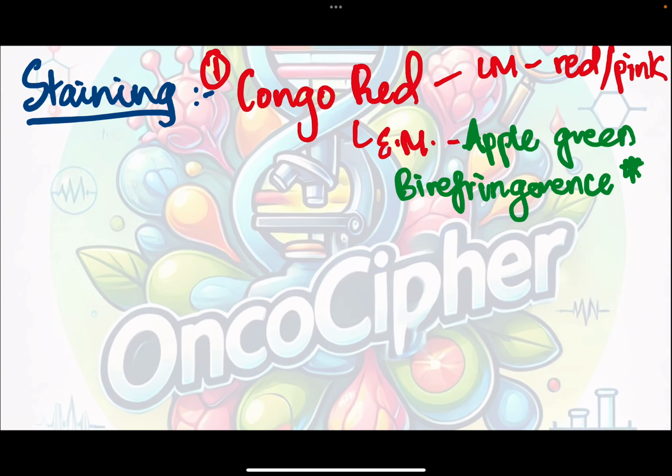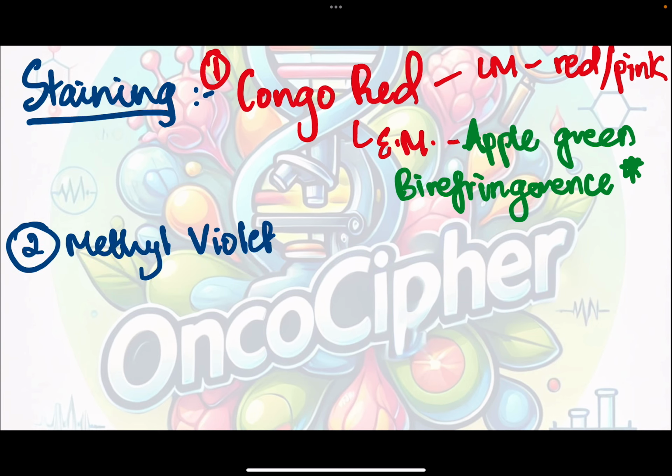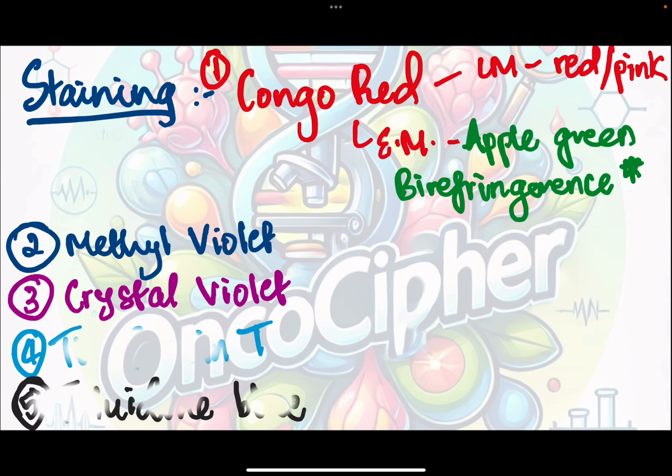Under light microscope, amyloid stained with Congo red appears red or pink in color, and under polarized light, it gives this apple green birefringence. What are the other stains? Methyl violet, crystal violet, thioflavin T, and toluidine blue.